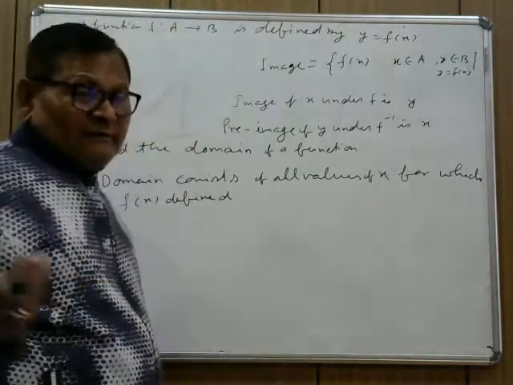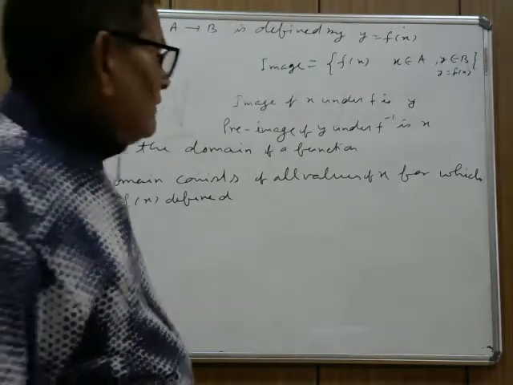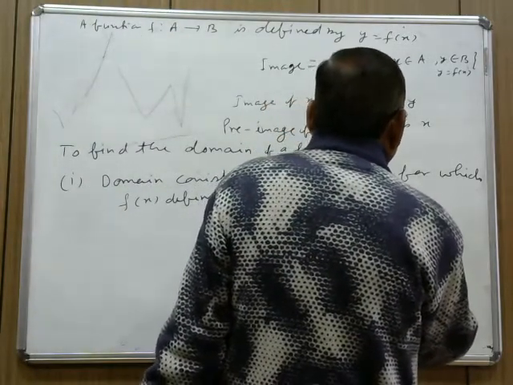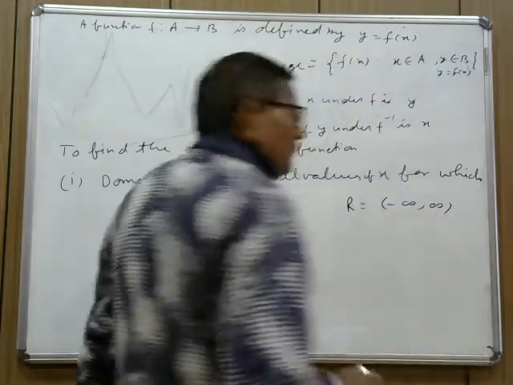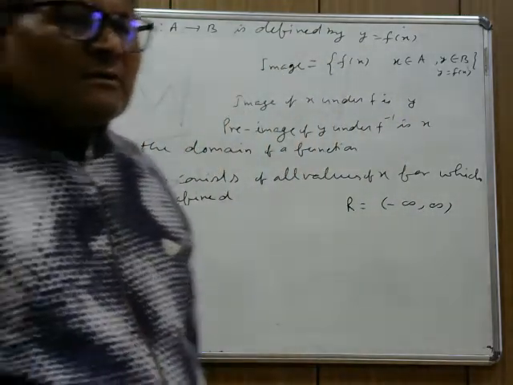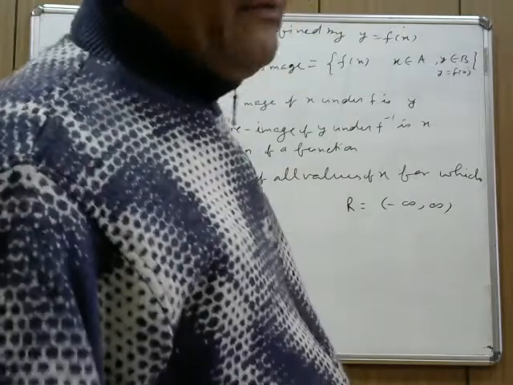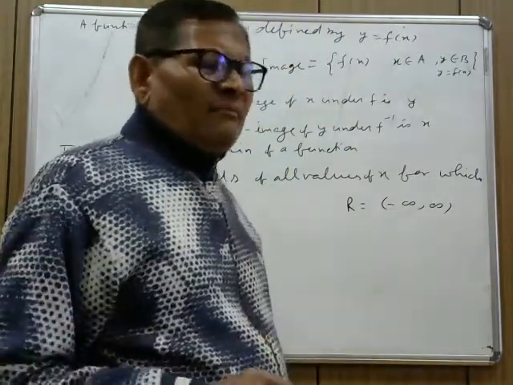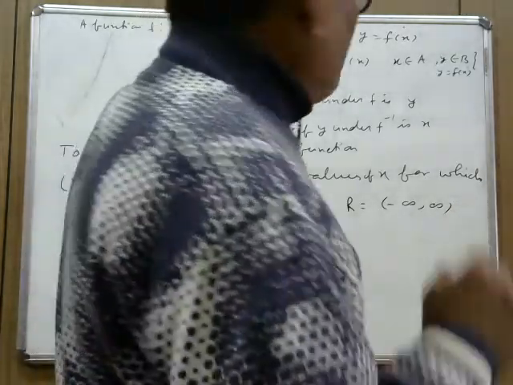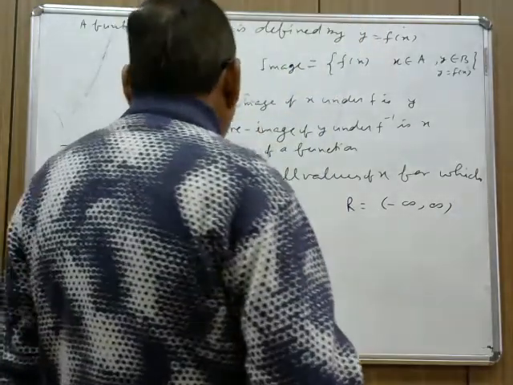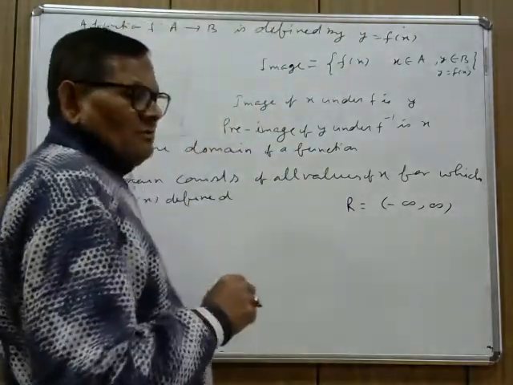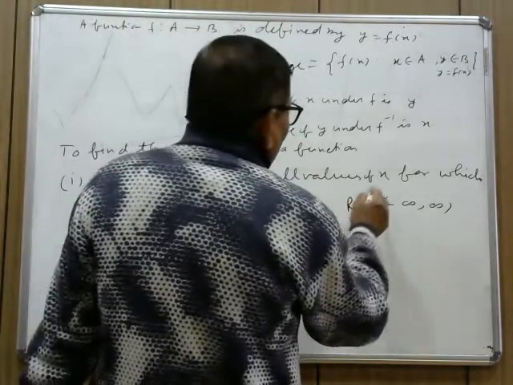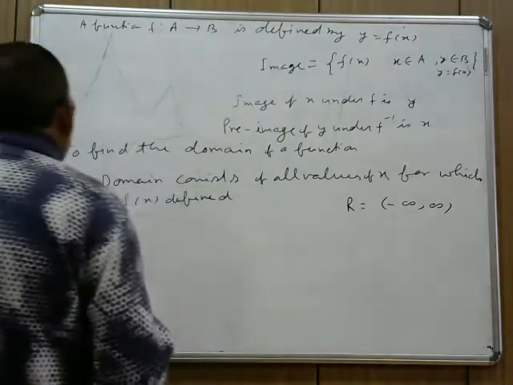How do you define the set of real numbers? I have told you, the set of real numbers is defined by minus infinity to infinity. When you say the function is real valued, if the domain of the function is either the set of real numbers or a subset of real numbers, then it is a real valued function. So domain consists of all real values of x for which the function is defined.